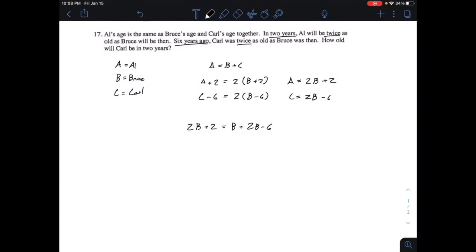We combine our like terms. We have B equals 8. We know Bruce is 8. Now we need to get Carl's age, so we plug that 8 into Carl's age. So we have C equals 2 times 8 minus 6, so we know Carl is 10 now. If we add 2 years to that, since the original question is how old will Carl be in 2 years, Carl will be 12.